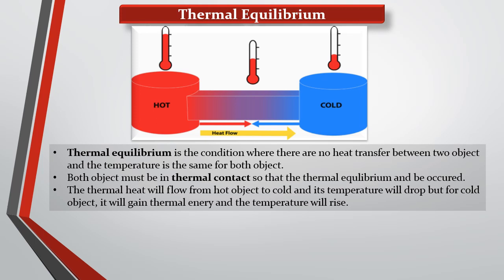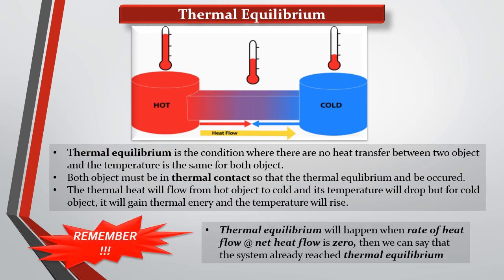We can see there are two containers, the hot one and the cold one. When we put these two containers in thermal contact, the heat energy from the hot container will move to the cold, and heat energy in the cold container will move to the hot. But you must know the rate of transferring heat energy from hot to cold is much faster compared to cold to hot. Okay, next, please remember thermal equilibrium will happen when the rate of heat flow or net heat flow is zero.